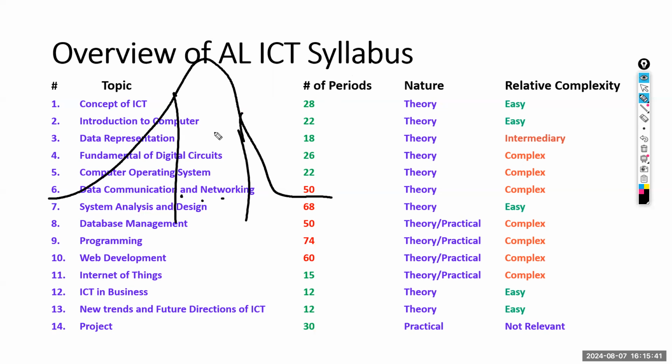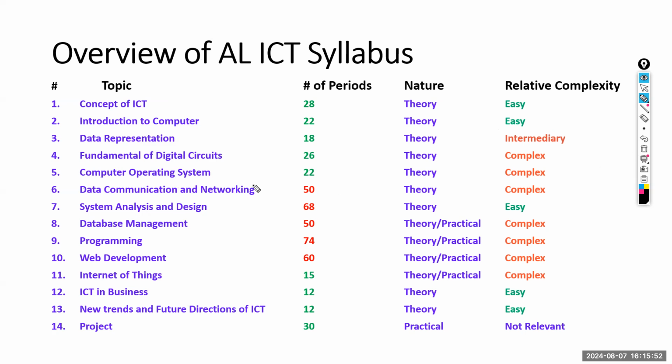So that is how they have prepared your syllabus. Small topics at the beginning and end, the big topics in the middle. And those big topics are the technical topics, like programming, database, web development, networking. The only big theory topic is system analysis and design. All the other big topics are the technical topics.